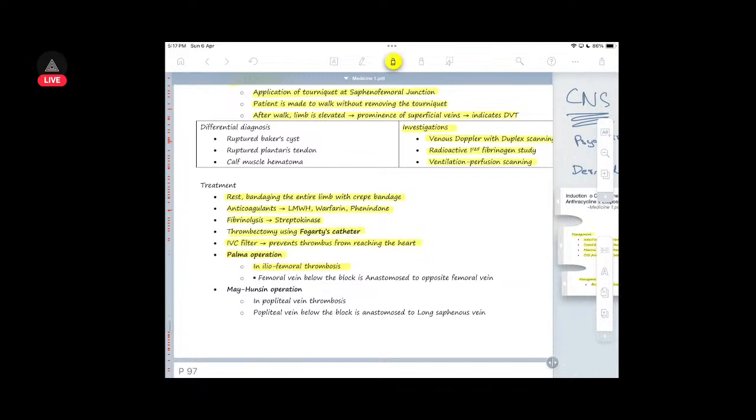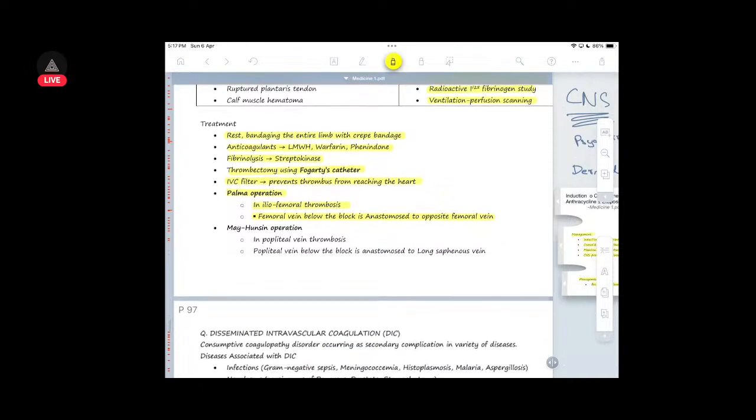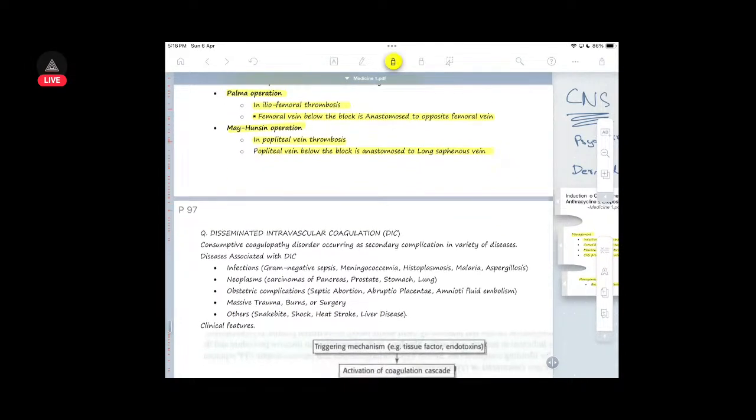In iliofemoral thrombosis, the femoral vein below the block is anastomosed to the opposite femoral vein. So you have May-Husni operation in popliteal vein thrombosis. Popliteal vein below the block is anastomosed to the long saphenous vein. That's it.